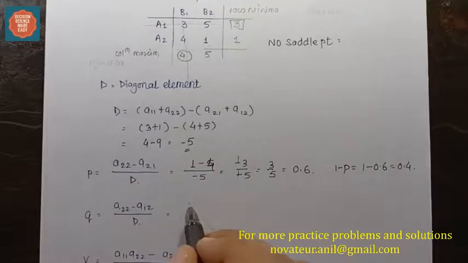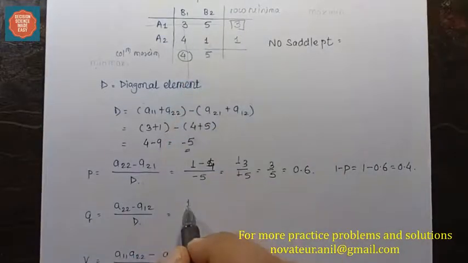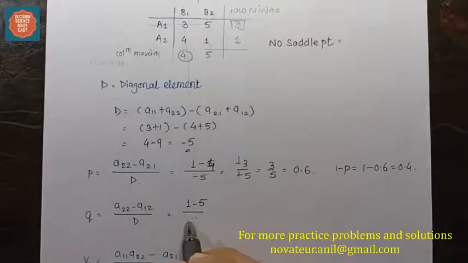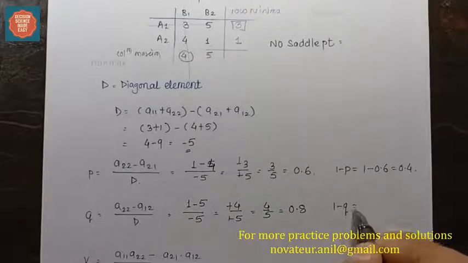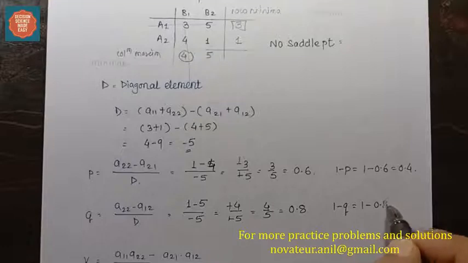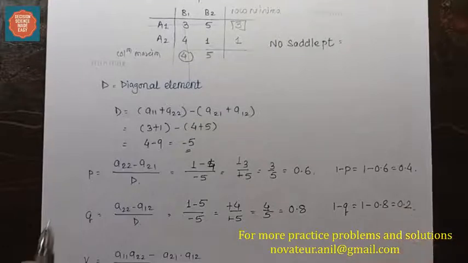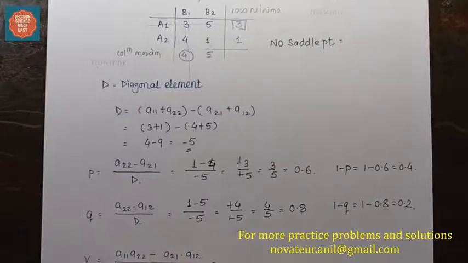Similarly for Q, it is nothing but 1 minus 5 divided by minus 5. So this will be minus 4 by minus 5. The minus signs get cancelled, so it is 4 by 5. Converting into a decimal, it will be 0.8. So 1 minus Q is 1 minus 0.8, which is equal to 0.2. So we got the value of P, we got the value of Q.